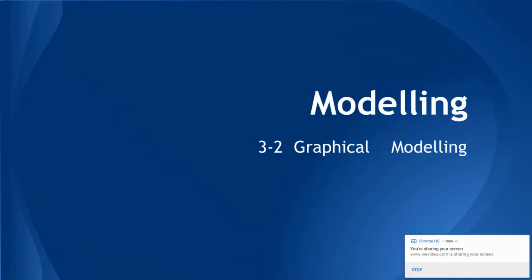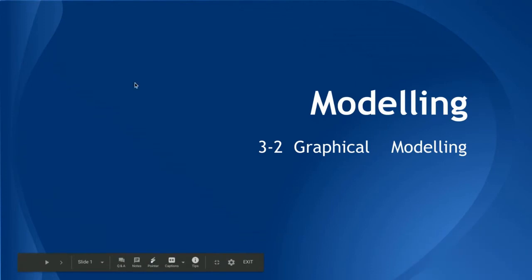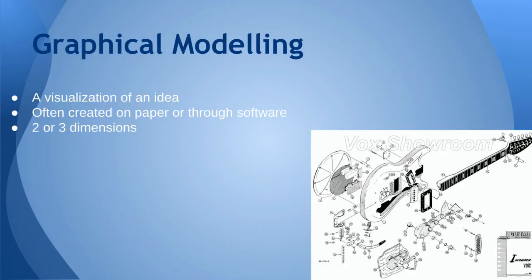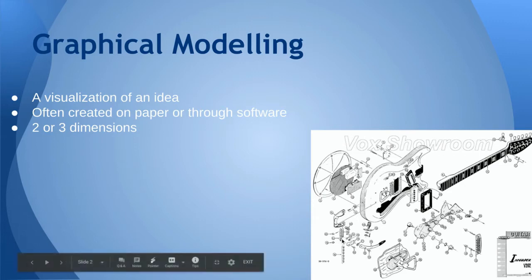To 3.2, which is still our modeling unit, but this one's on graphical modeling and how we can use sketches and graphs and drawings to convey an idea. Graphical modeling is a visualization of an idea, often created on paper or through software using 2 or 3 dimensions. And the image here on the bottom right is what's called an exploded view.